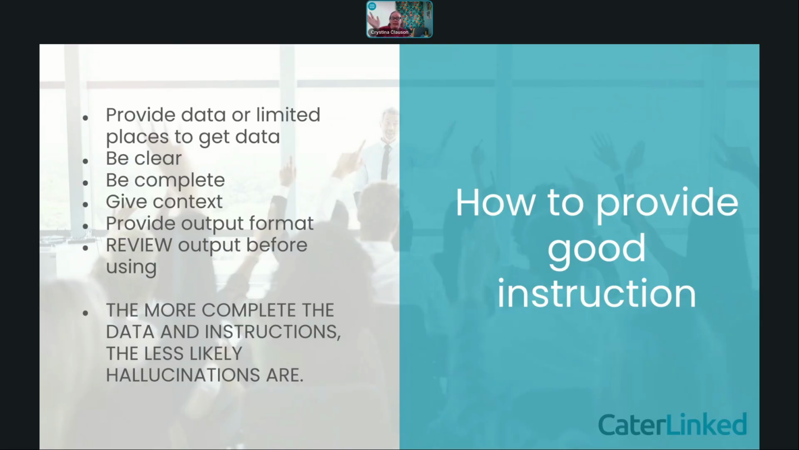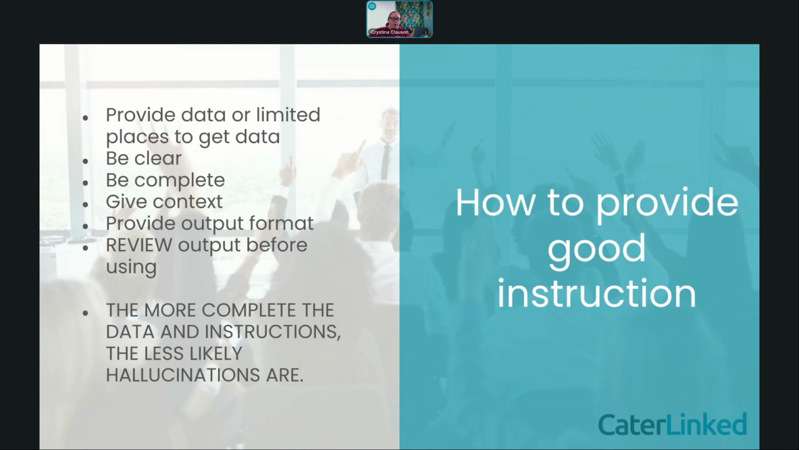And I copied and pasted my email into ChatGPT and said, hey, I need this to be less technical. I need it to be more conversational. I need it to be light and fun. So ChatGPT returned an email. I gave it a cursory glance and it looked okay, so I sent it out. For some reason, unprompted, it decided to change the date of our board meeting. So I had to do a little bit of damage control because I didn't read that part of the email before I sent it out. So the more complete the data and instructions, the less likely hallucinations are.